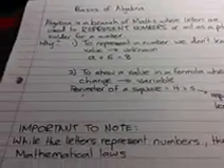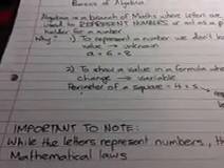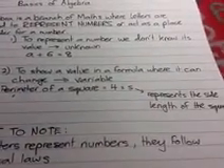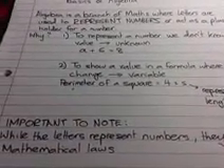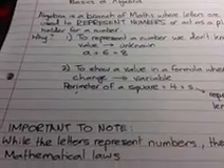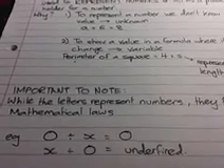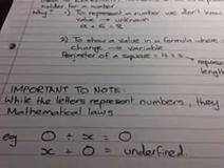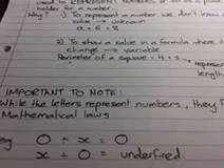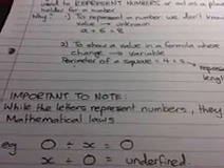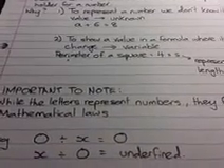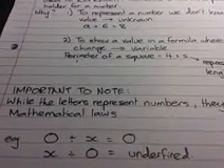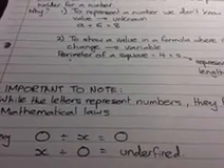One thing that's important to note is while the letters represent numbers, they still follow mathematical laws. To use an example, the number 0, if you had, for example, 0 divided by x, the answer will always remain 0 because of the rule that 0 divided by any number will give you 0. While any number divided by 0, so in other words x divided by 0, will always be undefined.